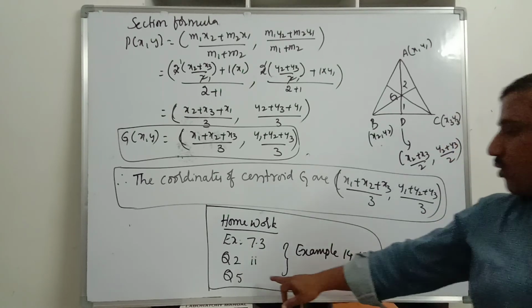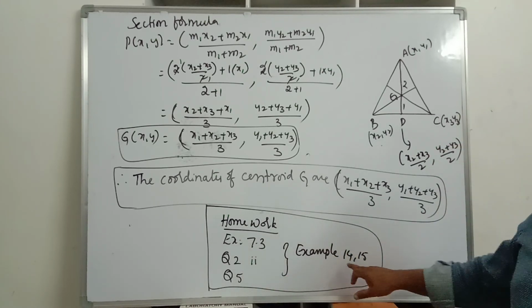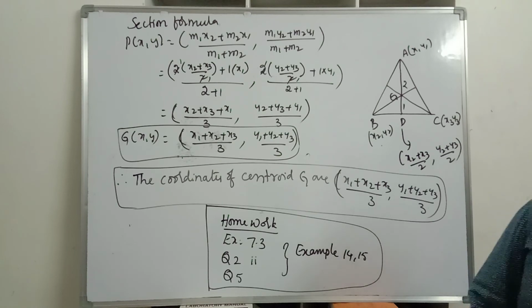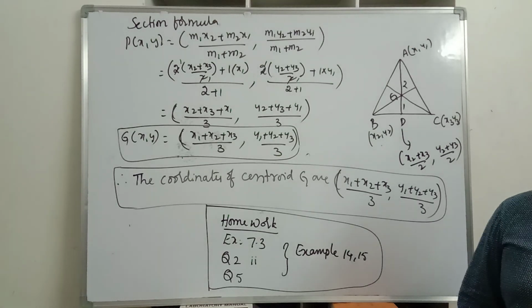Today's homework is exercise number 7.3, question number 2, second bit, and question number 5, examples 14 and 15. Please complete the given homework, and thank you very much.